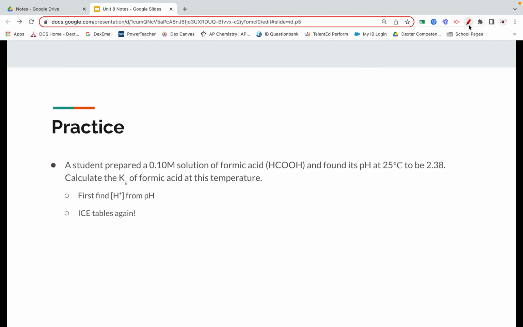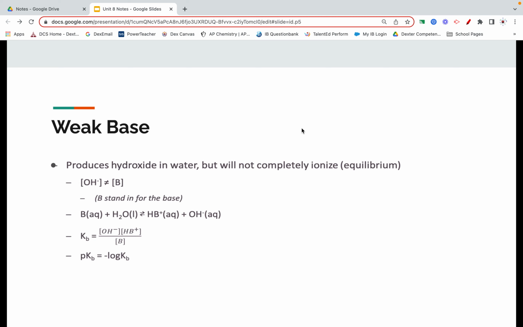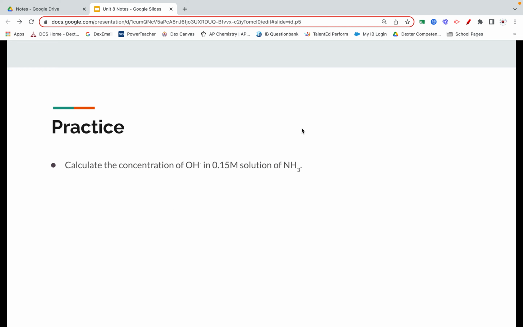Weak base is a similar concept to the weak acid, right? But we're talking about hydroxide instead of hydronium. So our hydroxide concentration is not equal to our base concentration. We use the same exact equation, but we're talking about Kb versus Ka. So we substitute in B's instead of A's, essentially. All right, and then we have: calculate the concentration of OH minus in a 1.5 molar solution of ammonia.